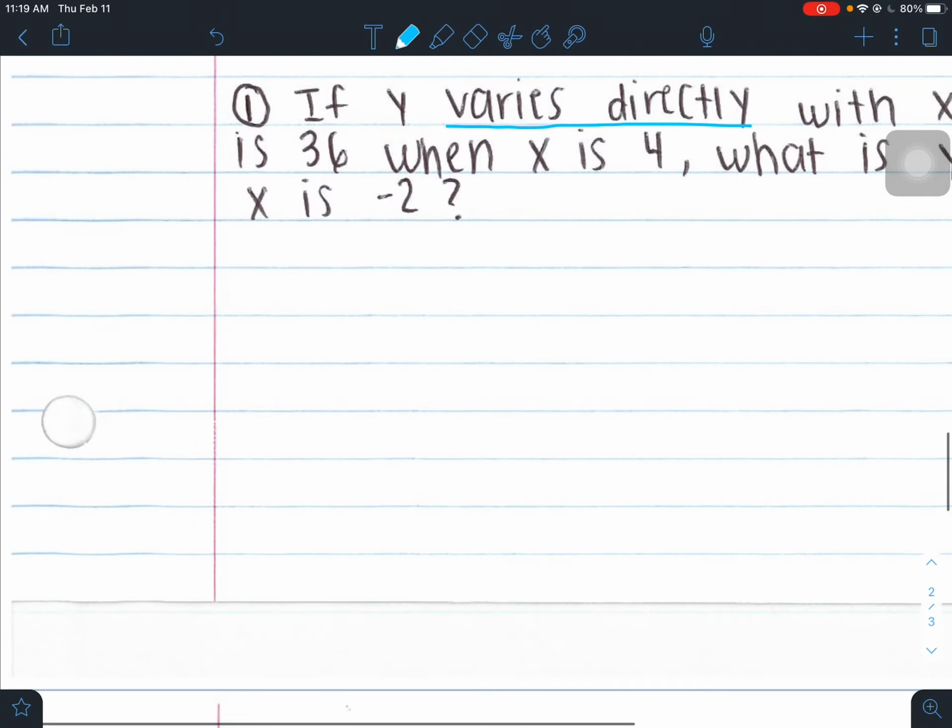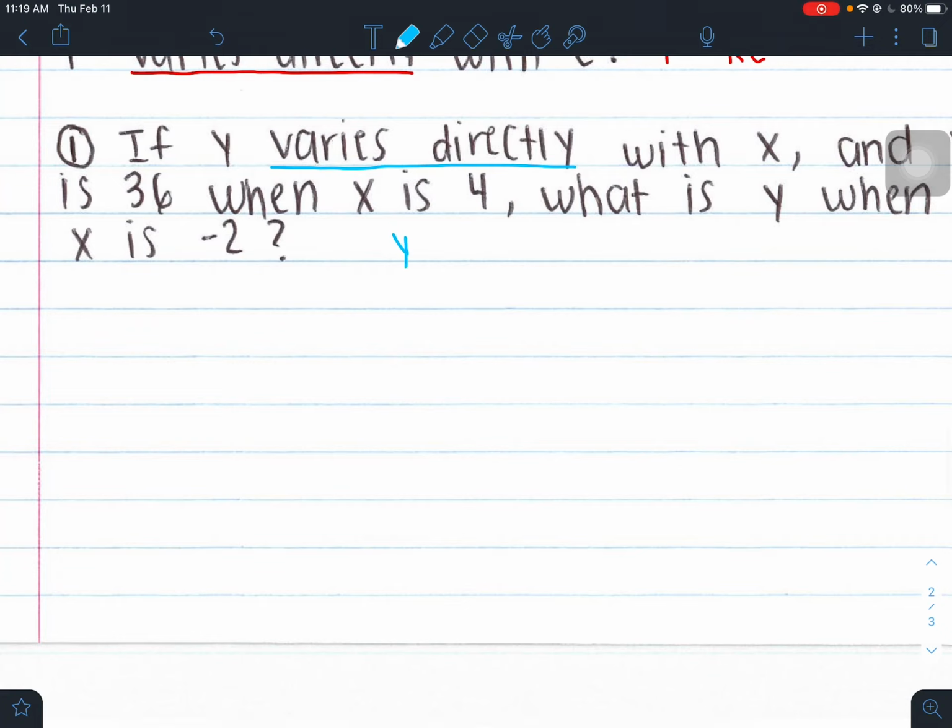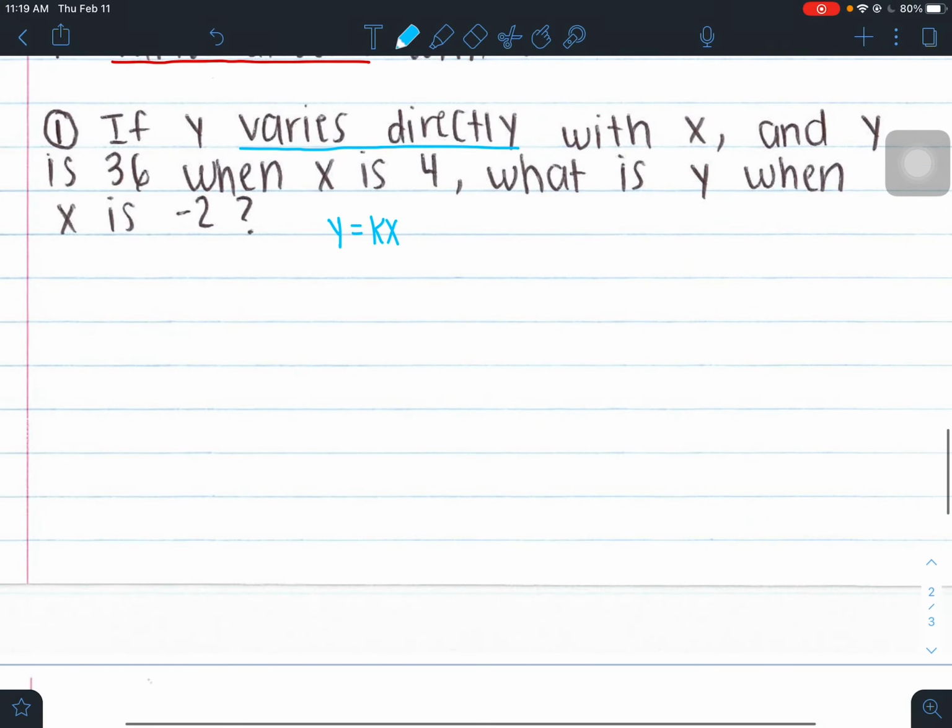So Y comes first, so this is Y varies directly, so equals K with X, so Y equals KX. This is the normal equation we've been working with, so this is not anything new to us. All right, that's our equation for direct variation. Okay, then they're giving us some information.